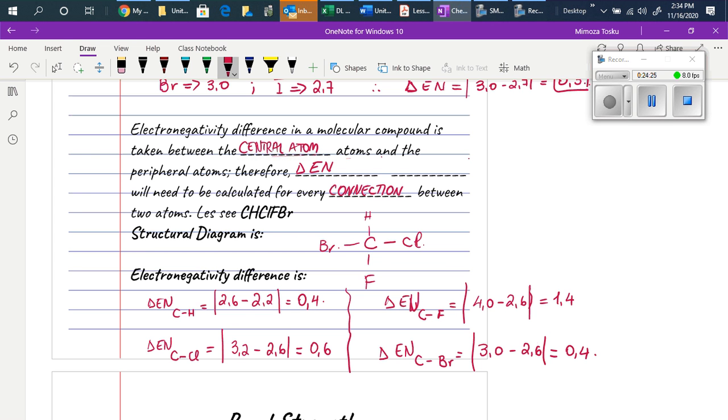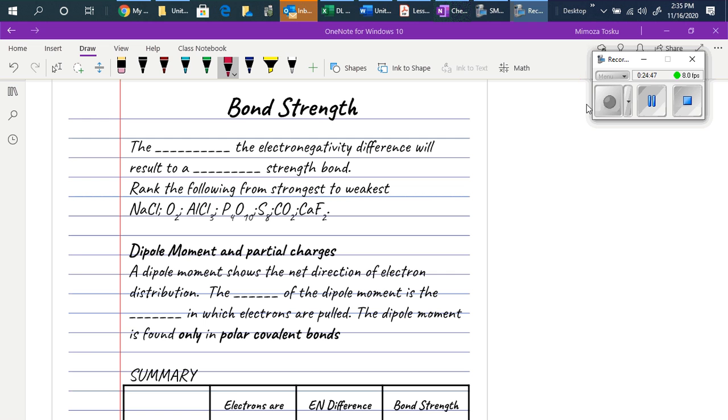So this is how you calculate the electronegativity difference in a compound from the central atom to each of the connections that the central atom has with the other atoms. Now you may say, why would I need to know the electronegativity difference?